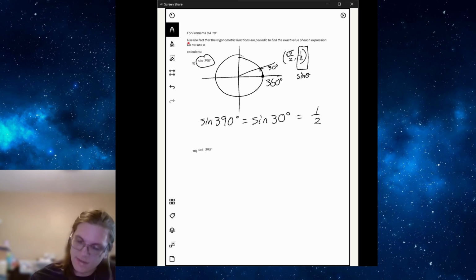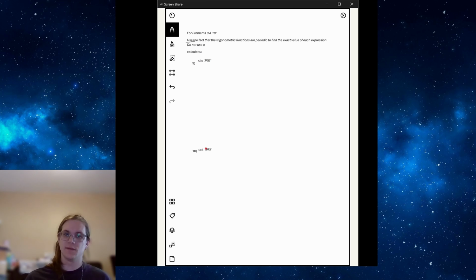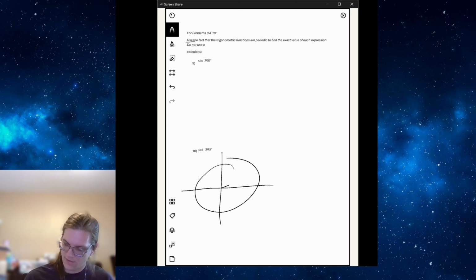When they say something like use the fact that trig functions are periodic, I'm just tempted to say, look, I'm showing my professor why it makes sense what I did. Next one, same deal for cotangent 390. Just realized I picked two 390s in a row, but same trick, you're going all the way around. It's inconsequential until you get to this last little bit, which is at 30.